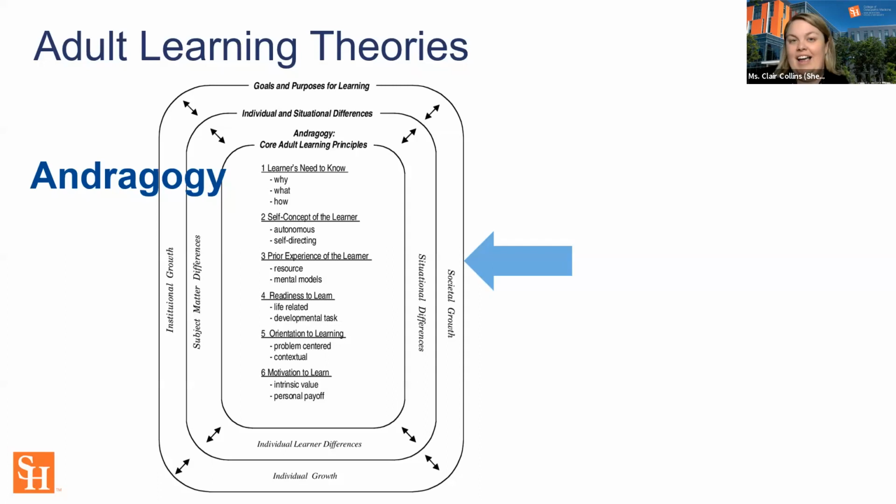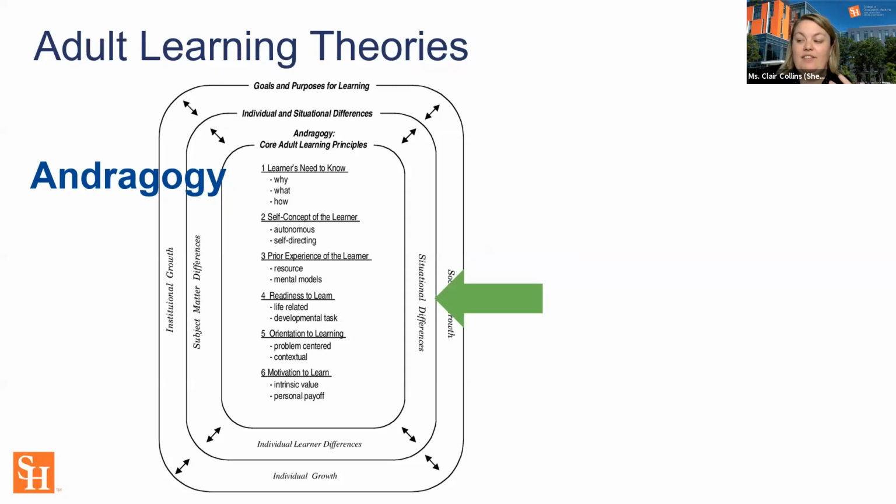For instance, I have a very extroverted personality. So I know when I am working with someone who is very introverted, I need to tone that down a little bit because it makes them more comfortable in a learning environment. And that's not a mental model, but it is a mindset that I put myself in as an instructor or a facilitator. Then we move into the readiness to learn.